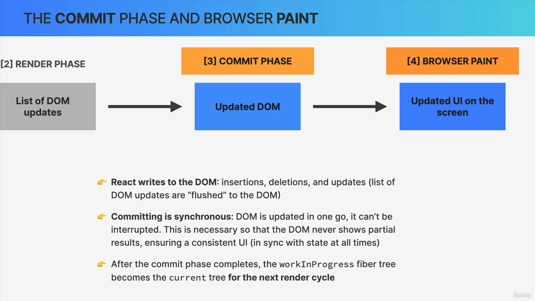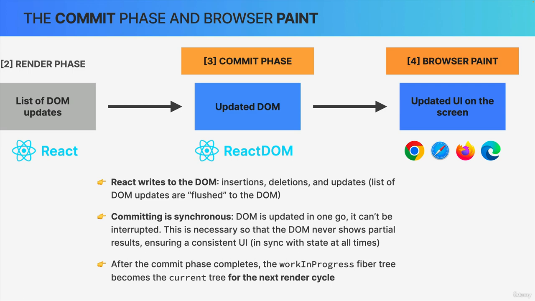So the browser paint phase that we just mentioned is of course performed by whatever browser the user is using. And the render phase is obviously performed by the React library. But what about the commit phase? We would think that it's also done by React, right? But actually, that's not true. It's actually a separate library that writes to the DOM, and it's called React.DOM. So, not very creative, but that's just what it's called.